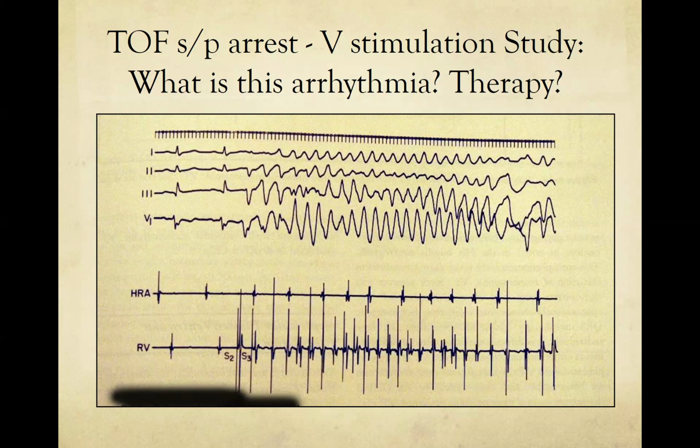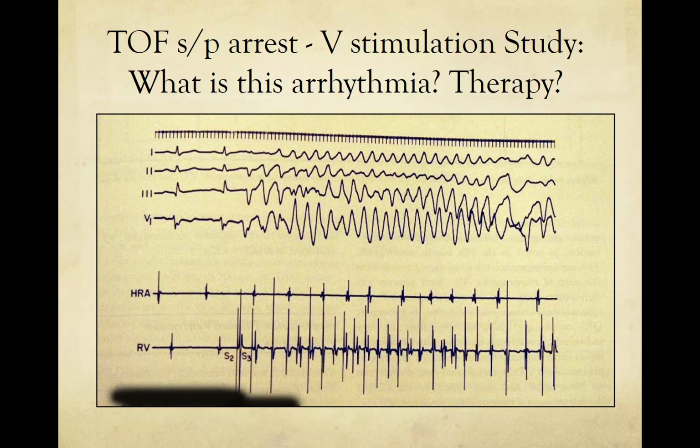So if you had someone who arrested and then had this, so this is with two ventricular extra stimuli, an S2 and an S3, would you consider this to be a positive study or a negative study, do you think? This would be a positive study. Yeah, this would be positive.